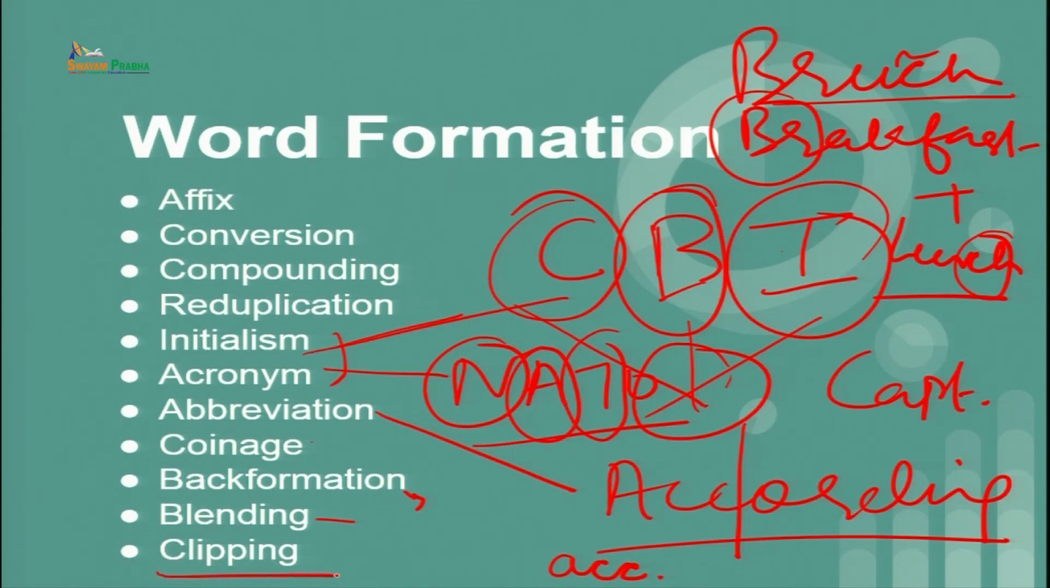Now, the last one is clipping. Clipping is the word formation process which consists in the reduction of a word to one of its parts. So, for example, the example of clipping is that you make advertisement into ad. You do not say refrigerator, rather you clip it and make it fridge. Similarly, instead of saying influenza, you cut it and say flu. So, this is the example of clipping.